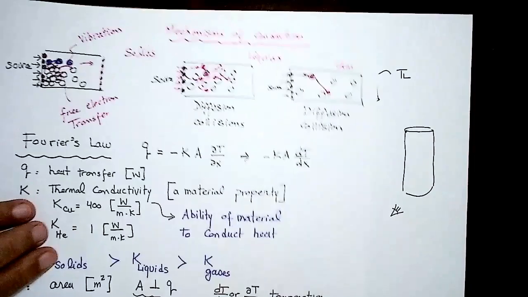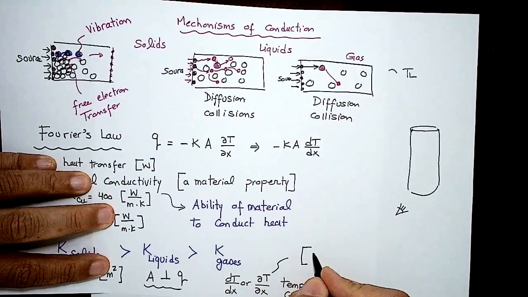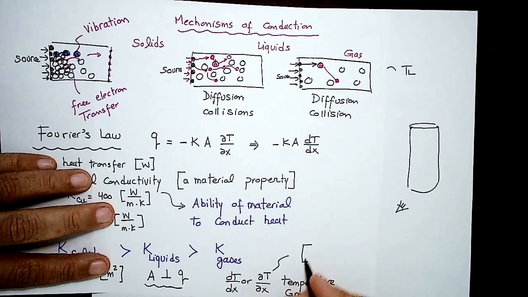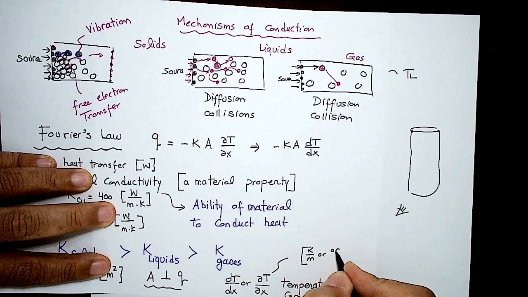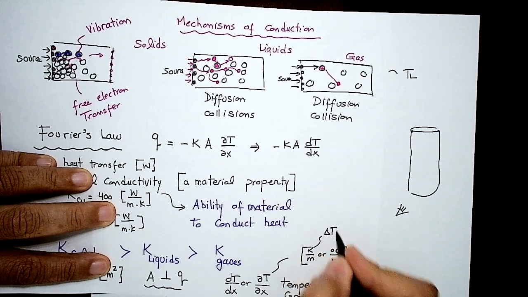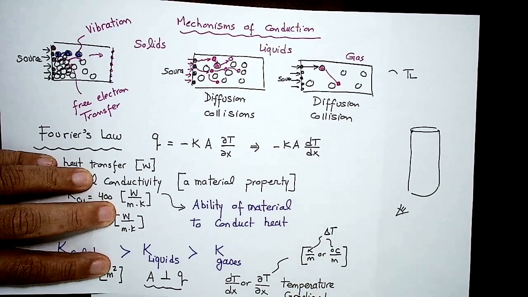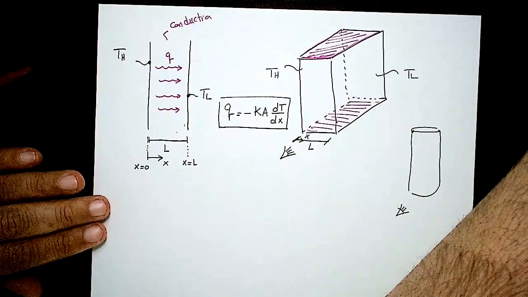I forgot to mention here, dT by dx has a unit of what? This is partial T by partial x. This is delta T over delta x. So it could be Kelvin per meter or degree C per meter. Why is it Kelvin or degree C? Because it's delta T. And we did explain on the temperature scale that delta T on the Kelvin scale is the same as delta T on the Celsius scale. So it doesn't matter here.